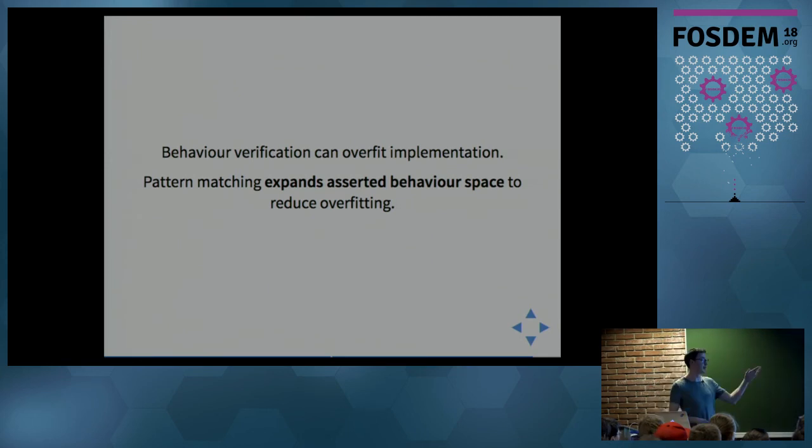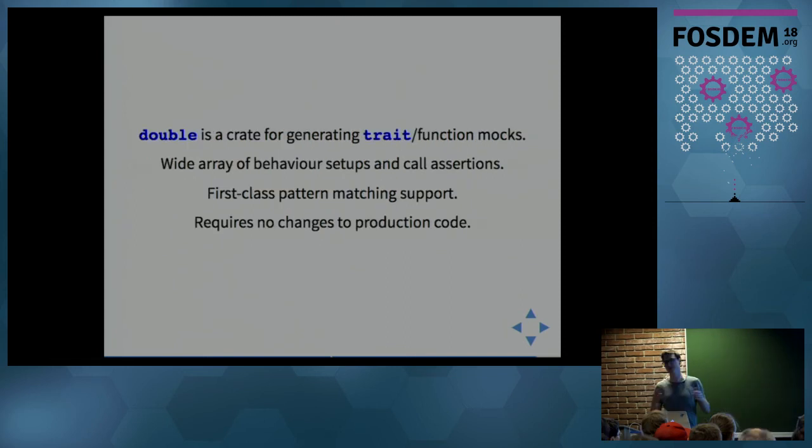Double is a crate that generates these traits and functions. There's a wide array of behaviors and setups, and I only covered a very small subset of the overall set of features. It has first-class pattern matching support. That was the biggest reason I made this library, because of pattern matching in Rust stable, pretty much. It requires no changes to production code, but that does come at a cost.